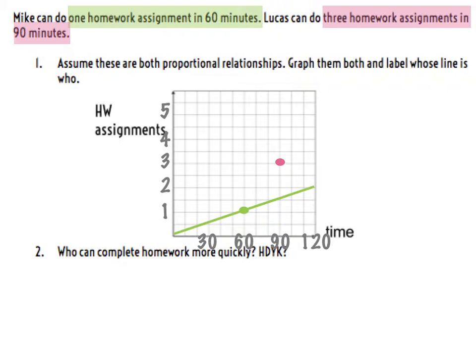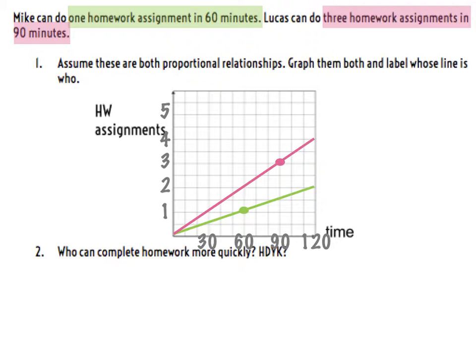Now, Lucas can complete 3 homework assignments in 90 minutes. Looking at the y-axis, we see it's at 3 homework assignments. Looking at the x-axis, we see it's at 90 minutes. If I also plot that so it goes back to 0, 0, no time, he's not going to complete any homework assignments. We see that if we go to 2 homework assignments, that would take him 60 minutes. 1 homework assignment would take him 30 minutes. And if we continued up, we could see that 4 homework assignments would take him 120 minutes.